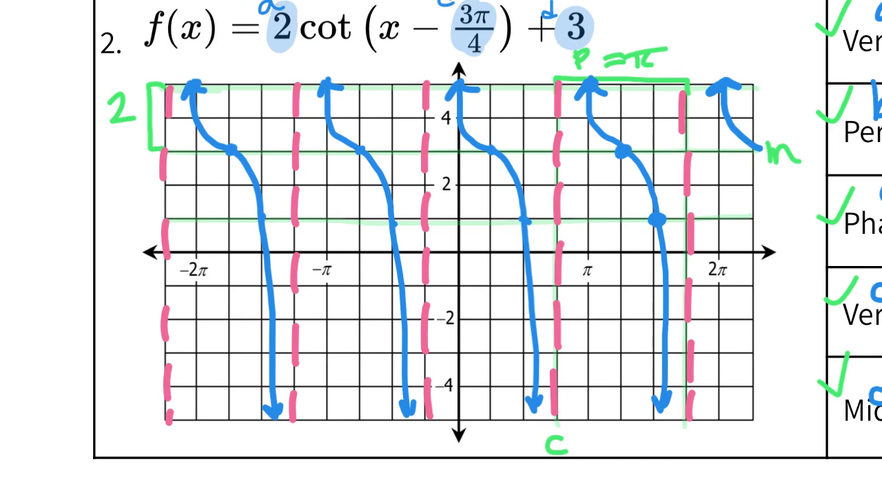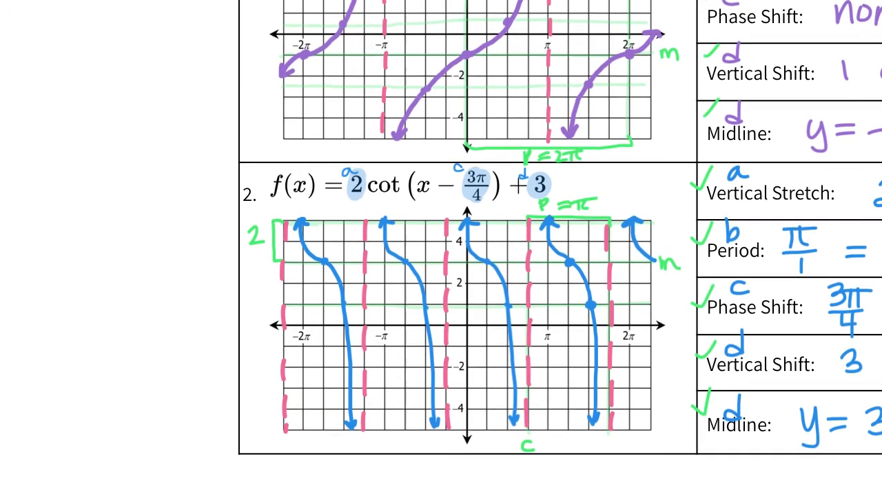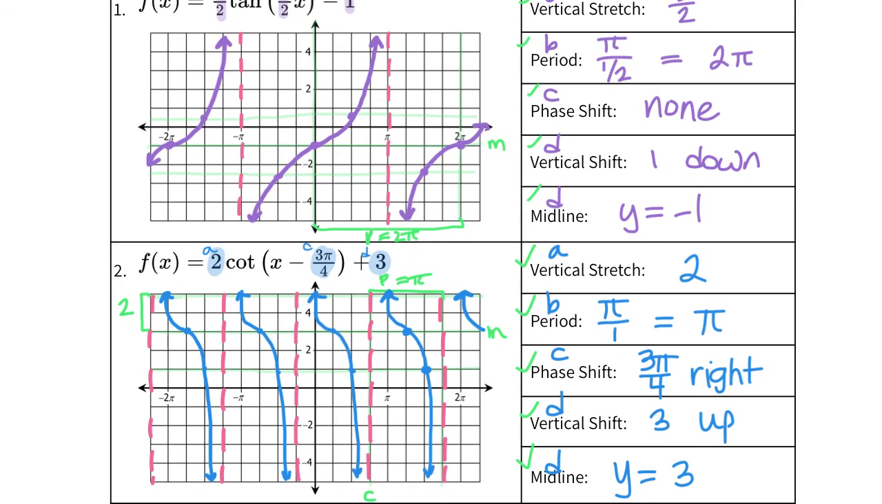Okay, so with tangent and cotangent, make sure that you're always able to identify where the midline is, and you'll be able to see it pretty obviously because the curve will start there. Also be conscious of where you put these vertical asymptotes, because those guides really help us out a lot.